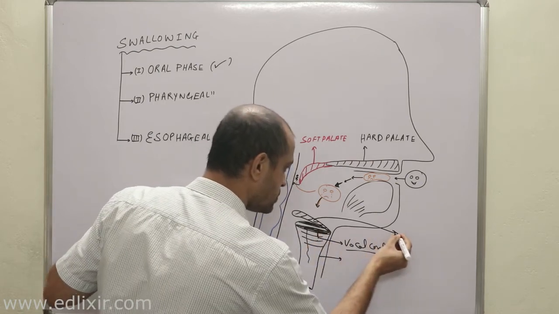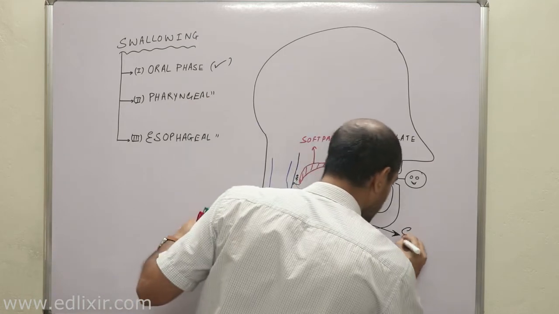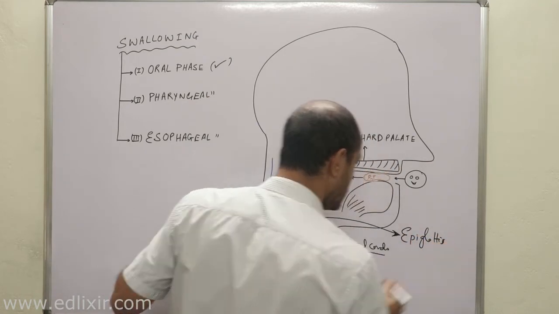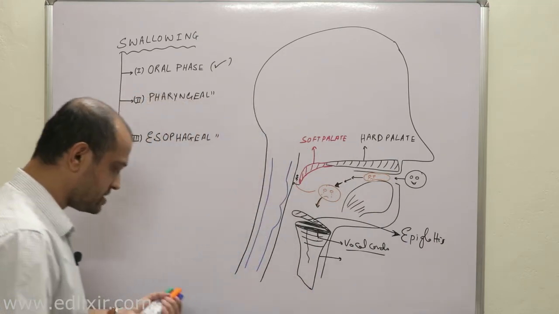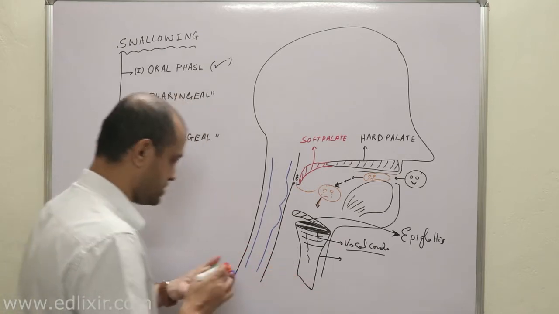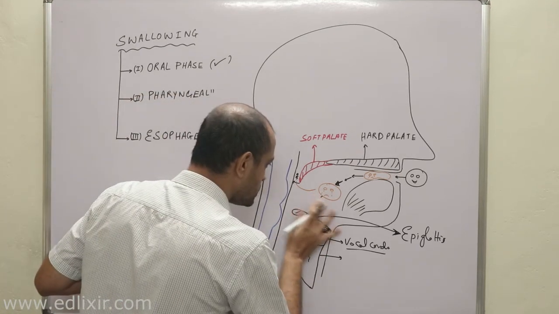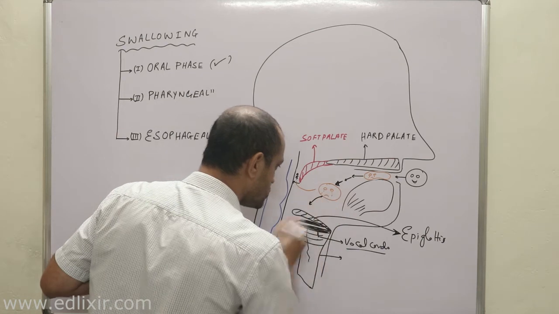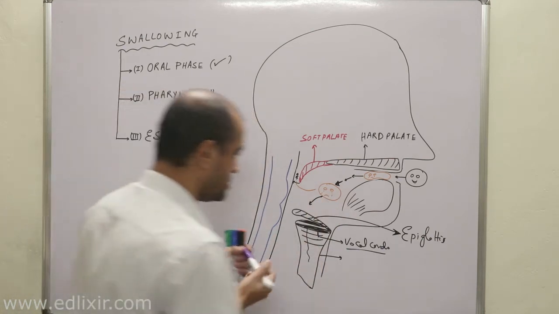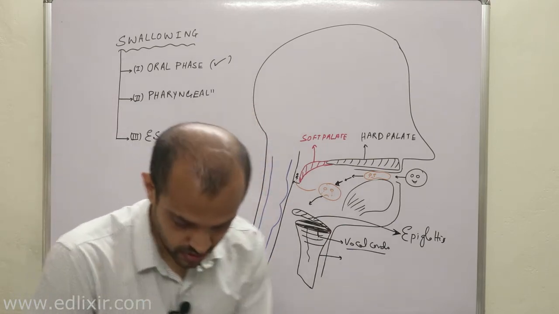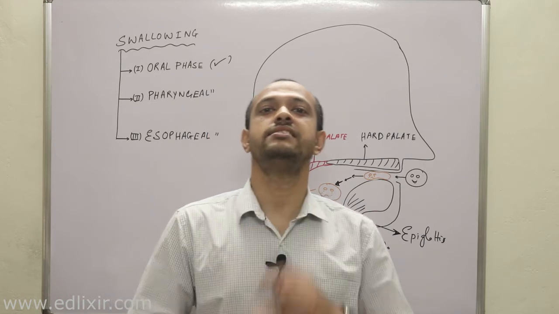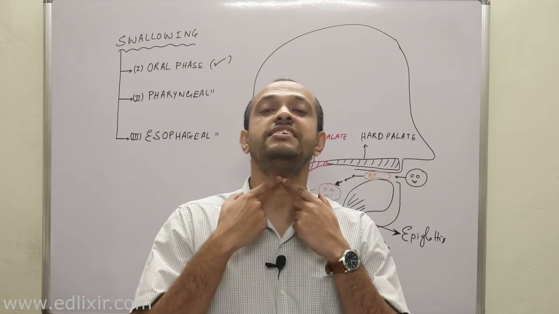Now, what is this? This is the epiglottis. Right? This is the epiglottis. Now listen, this is very important for you to understand. Understand the mechanism first. When this food bolus tries to enter here, a very important point to understand is this. Suppose this is me standing like this. Now this is the anterior triangle of the neck.